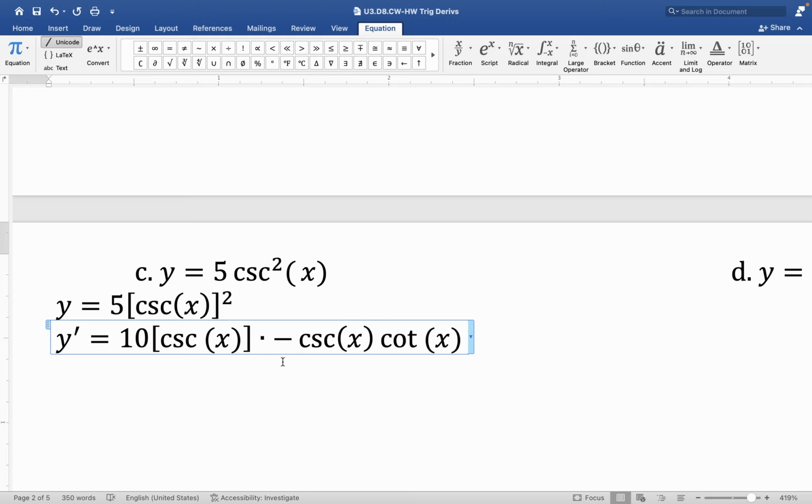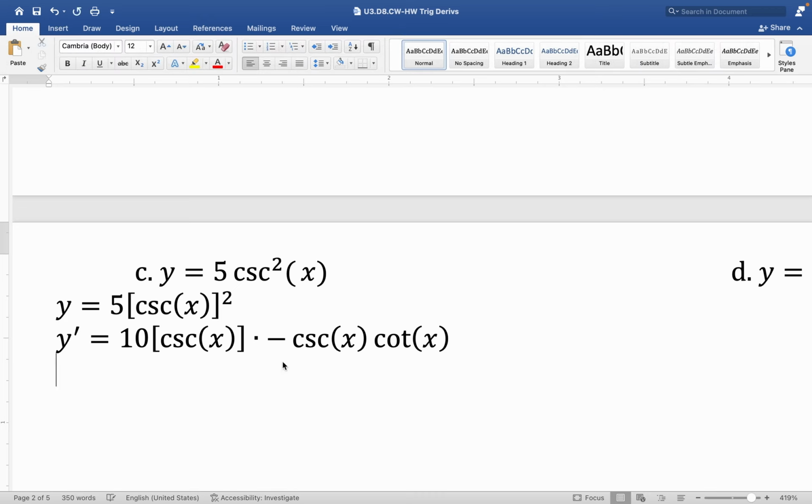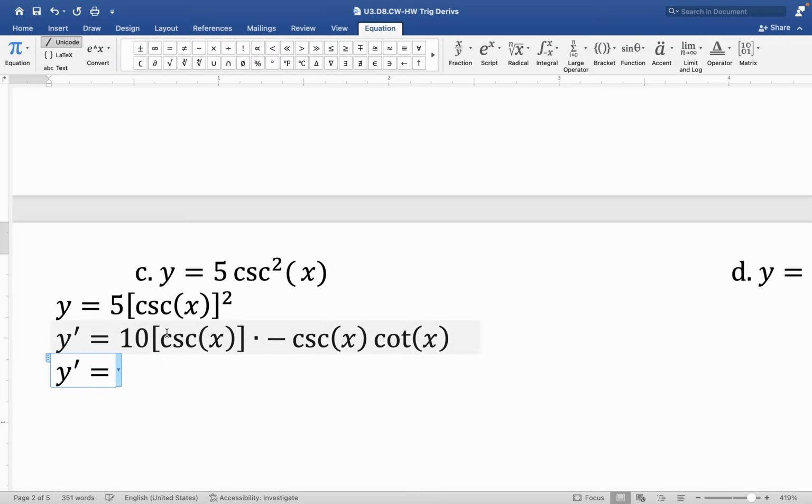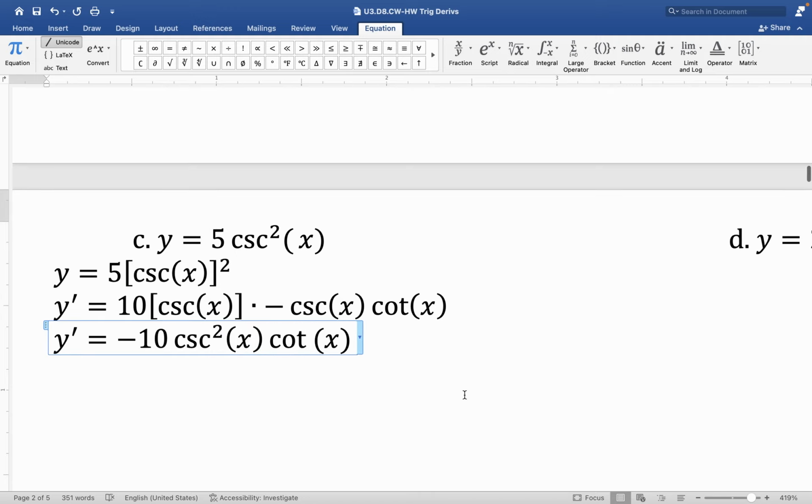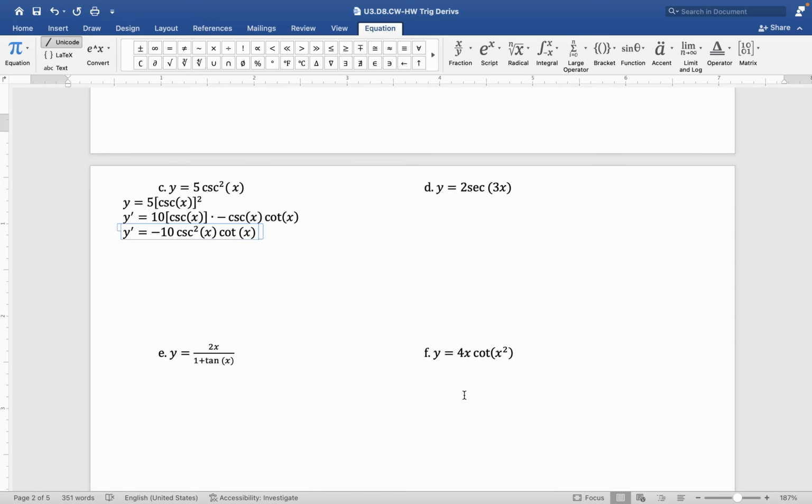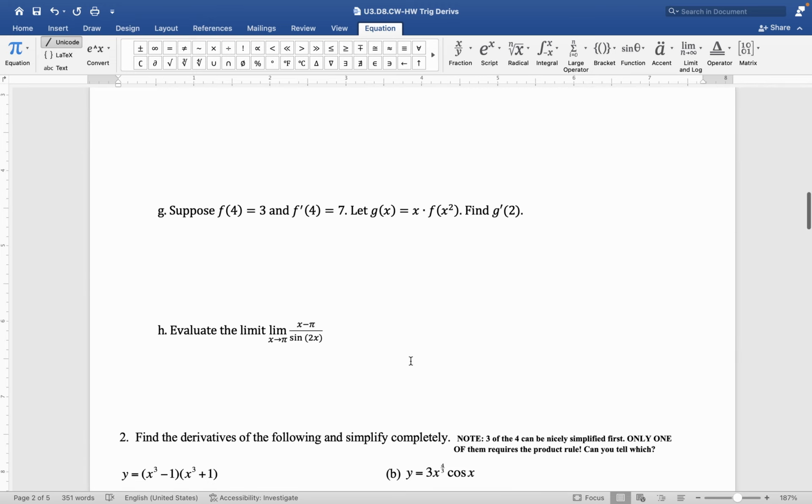And that's the derivative. It can be cleaned up a little bit because, of course, we've got 2 copies of cosecant being multiplied, and this negative should be put out front. So I would say it's negative 10, and then with the 2 copies of cosecant, that's cosecant squared x times cotangent x. And I would say that that is the derivative right there.